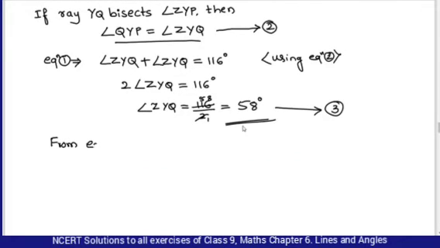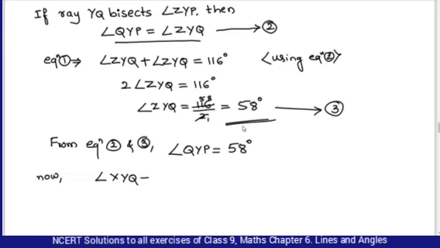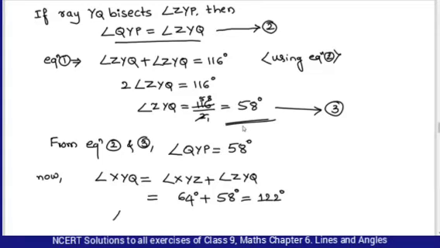From equation 2 and 3, angle QYP is 58 degrees. So angle QYP becomes 58 degrees. Now angle XYQ is equal to angle XYZ plus angle ZYQ. XYZ is given as 64 degrees, plus angle ZYQ is 58. On adding these two, we get 122 degrees. So angle XYQ is equal to 122 degrees.